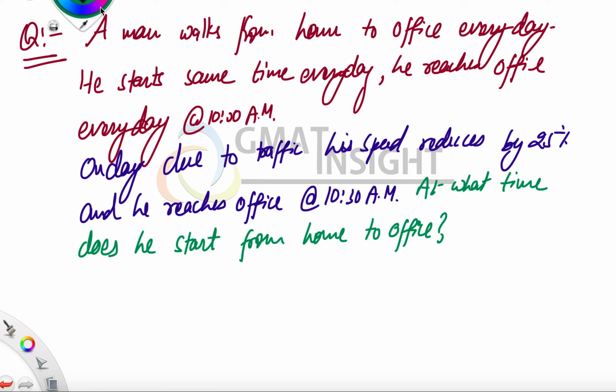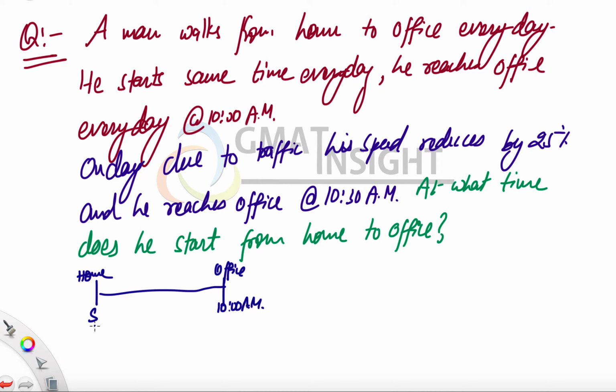I'm going to quickly answer this question based on the understanding of what needs to be done. See, the scenario is like this. There is some place, his home and his office. The man walks from home to office. Let's say he maintains his usual speed s. He takes his normal time t and then reaches office sharp at 10 a.m.